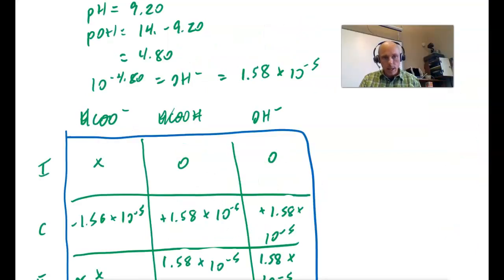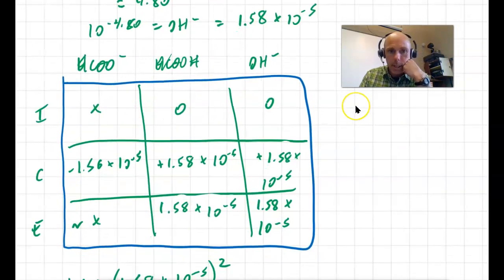The next thing I did was convert the pH to the pOH because this is a weak base problem and I know I've got to have hydroxide in my ice table, not hydronium. 14 minus pH, or 14 minus 9.2, is the pOH, 4.80. Now I want to get hydroxide concentration, so I can put it into my ice table in the E row. 10 to the negative 4.8, which is the concentration of hydroxide, is 1.58 times 10 to the minus 5.